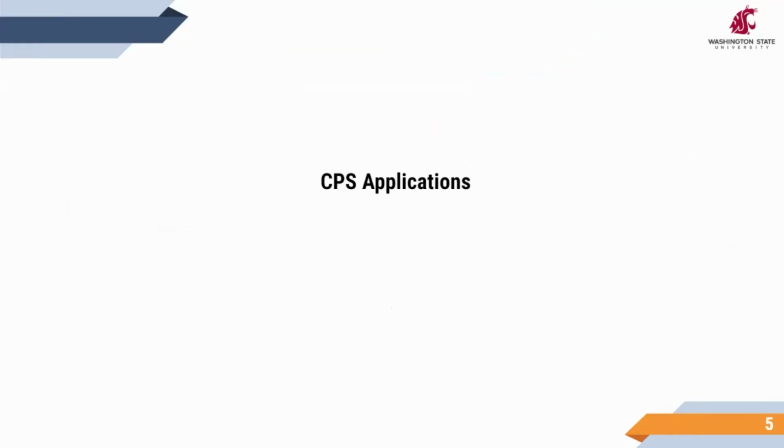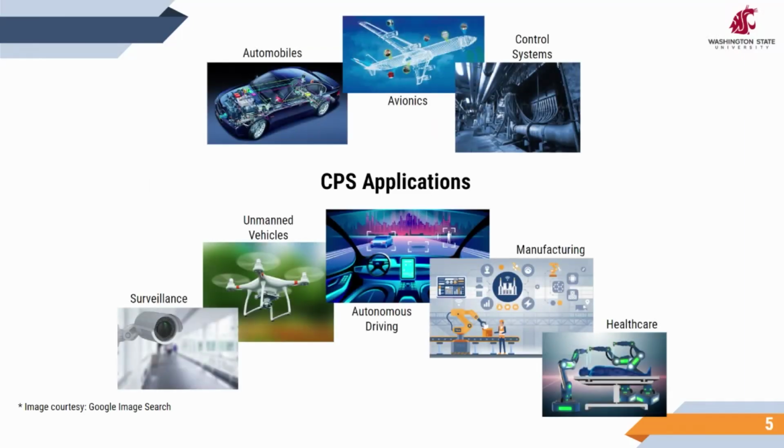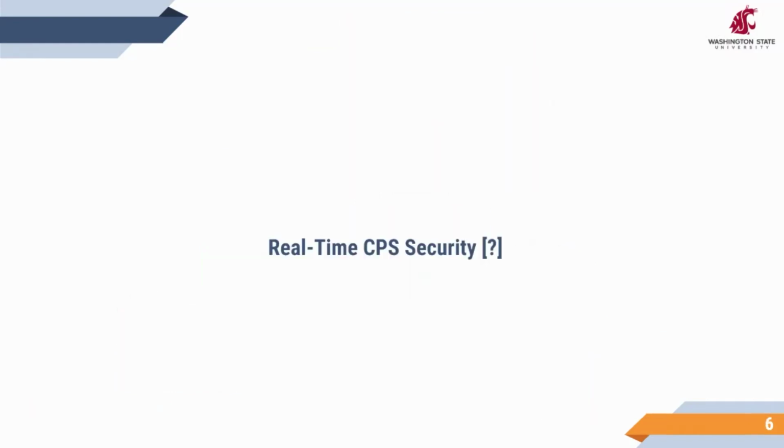Where can we find applications of cyber physical systems? We can imagine many use cases in our everyday life, including automobiles, avionics, control systems, as well as more emerging applications like remote surveillance, drones, autonomous vehicles, another very classic example of cyber physical applications, and also smart manufacturing and robot-aided healthcare. Those are just a few examples. We briefly talked about real-time systems and their applications, right? But what about security for real-time cyber physical systems?